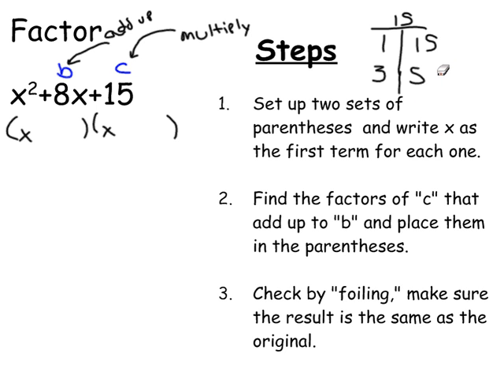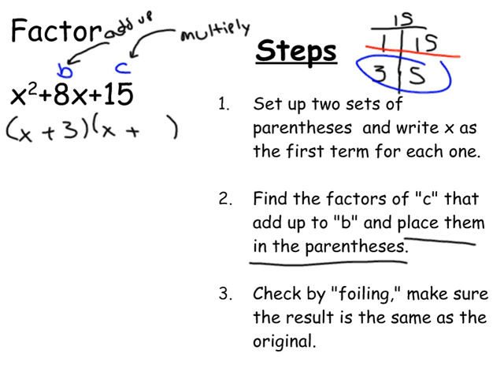Which one of these combinations multiplies to 15, but also adds up to 8? Well, not these. These don't add up to 8, but these do. So I'm going to use 3 and 5. So these 2 numbers, like I just said, add up to 8 and they multiply to 15. They're both positive, so I'm just going to place them in the parentheses as addition because they're both positive. The order that you place them in doesn't matter. You could write x plus 3 first, or you could write x plus 5 first. It doesn't matter.